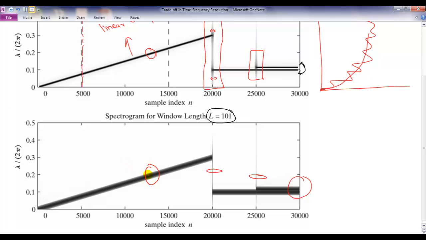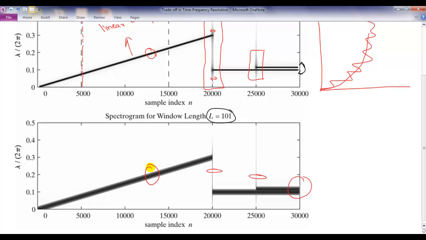Similarly, if you look, this chirp has thickened. So now you can't tell actually if it was just one chirp or maybe there were two chirps very close to each other. You don't know. Right? So there's this fundamental trade-off between time resolution and frequency resolution. You can improve one, but at the expense of the other.